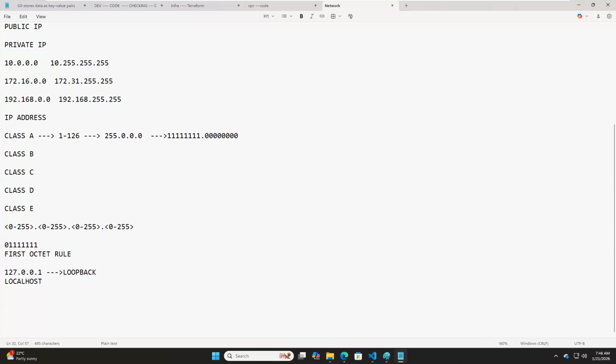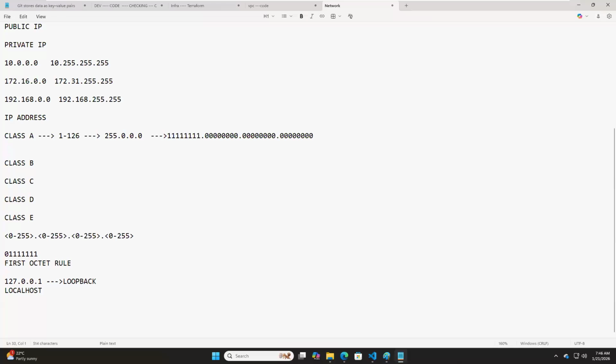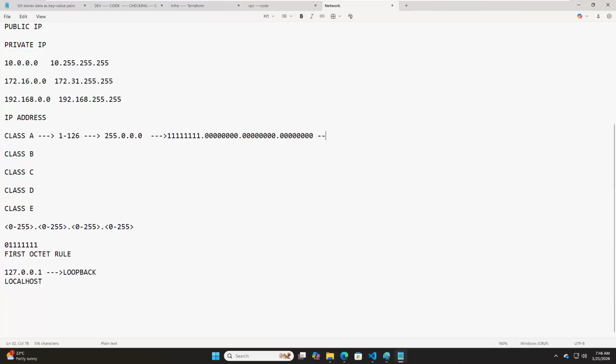So here, in total, how many network bits are there? If you see here, there are 8 network bits. So the slash value is called /8. Depending on the network bits, you can see that there are 8 network bits. That's why it is called /8.